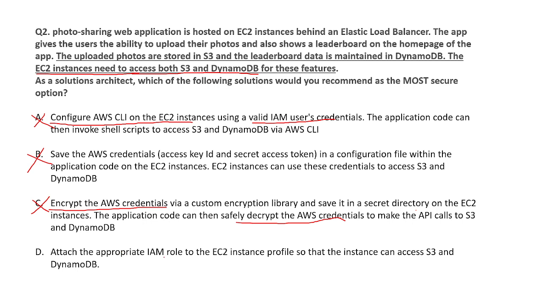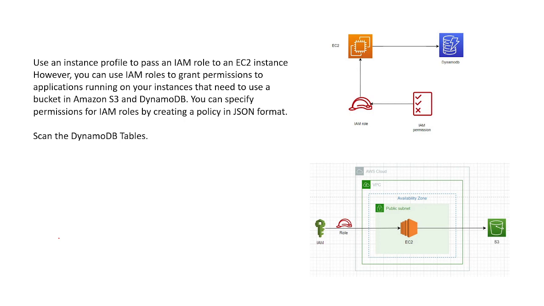Attach the appropriate IAM role to the EC2 instance profile. Yeah, see, something we need to implement at the EC2 level. That profile means we need to grant some permissions at the EC2 level, and the EC2 instance will access S3 and DynamoDB. So I'm going to choose this D option. Let's go to the hint and see.